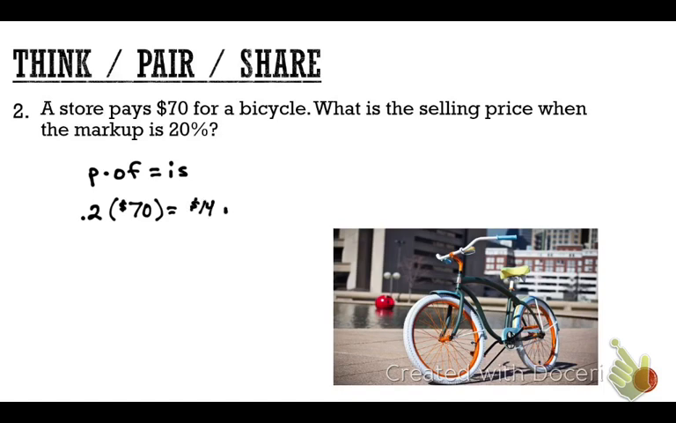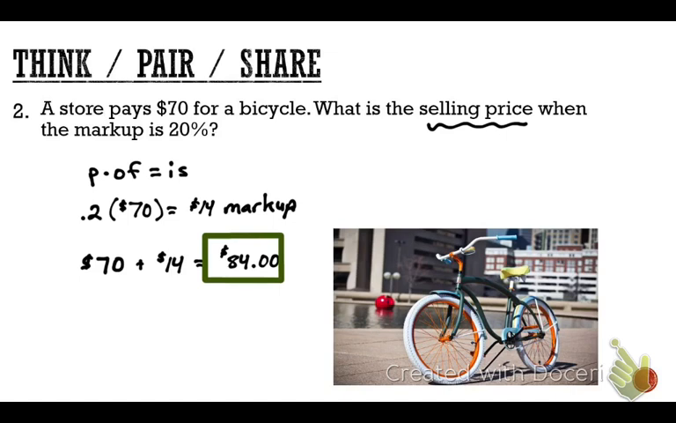$14. Is that my answer? No, because if you go back to the original problem, it says, what is the selling price? So how do I find the selling price? Then you have to add the original price with the markup, which is $84. Very good, because 70 plus the markup of 14 is going to be $84. So the store is selling it for $84.